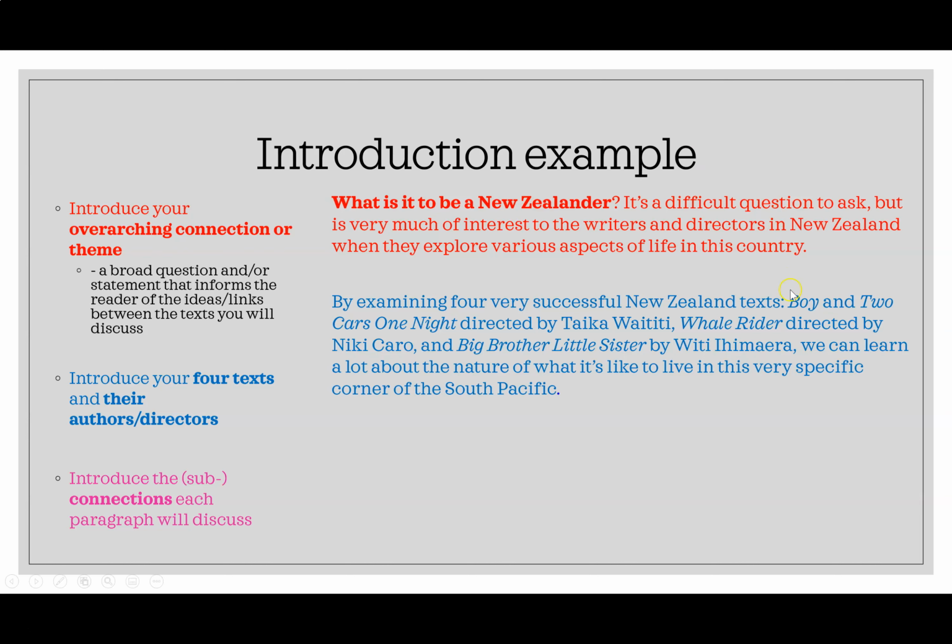So in this one, you can see that I've put all the titles in italics. That's a good thing to do, just so you can show that this is the title, and then you've got the director there, particularly in a text like Boy, where Boy is also the name of the main character. It's important to use those italics to make it really clear when you're talking about the film as a whole and when you're talking about the character. So yeah, you can see I've introduced the titles of all of my texts and the creators of those texts, and then just a little bit more explanation around here, so we can learn a lot about the nature of what it's like to live in this very specific corner of the South Pacific, referring to New Zealand.